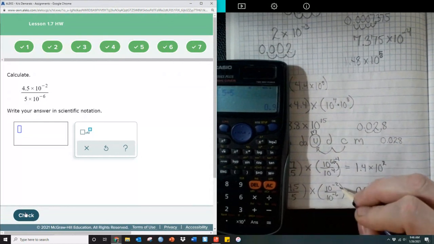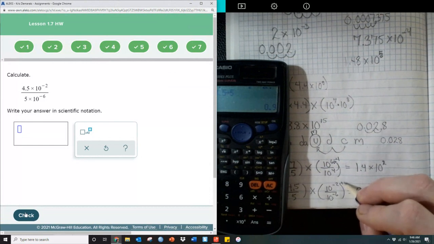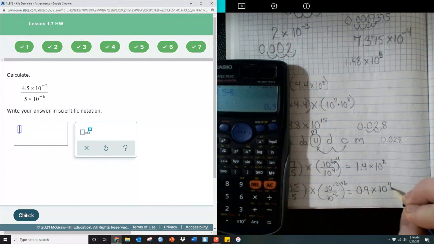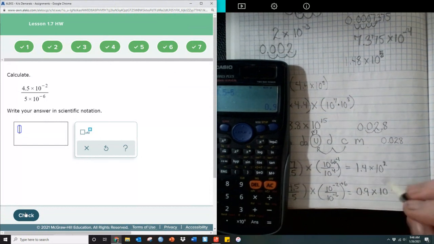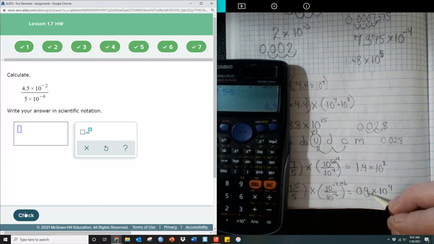And if we bring up the 6, it becomes its opposite. So it's going to be negative 2 plus 6, and that's going to give us 10 to the 4th as well. Now, the problem here is that we're not between 1 and 10. We're between 0 and 1, but not 1 and 10.